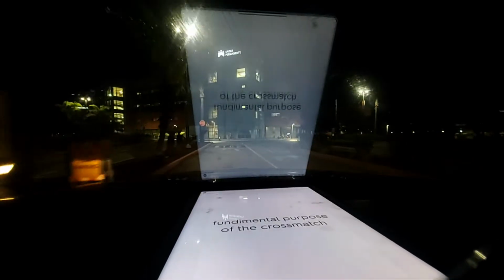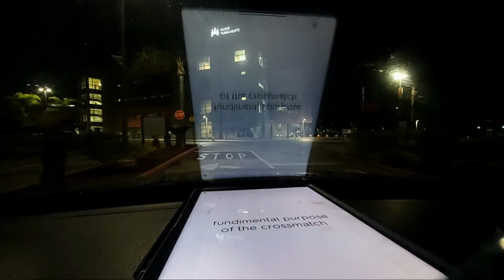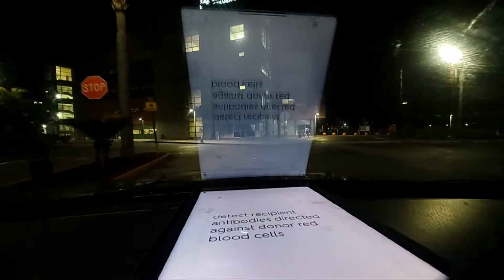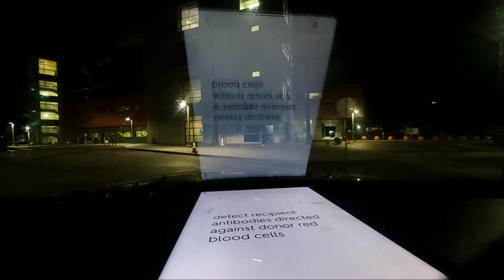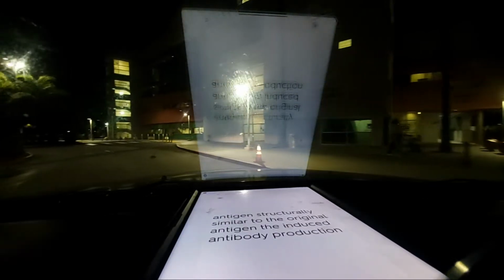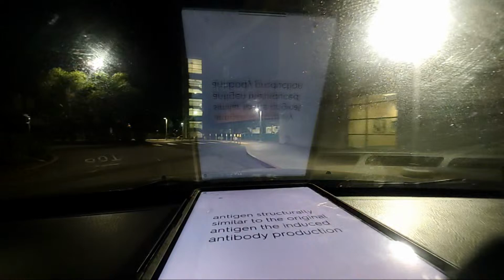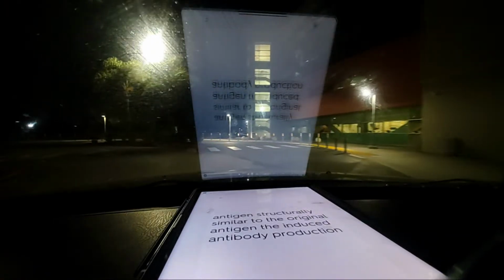Fundamental purpose of the cross-match. Detect recipient antibodies directed against donor red blood cells. Antigen structurally similar to the original antigen induces antibody production. Cross-reactivity. Which of the following is not a streptococcal extracellular product? Isomerase.